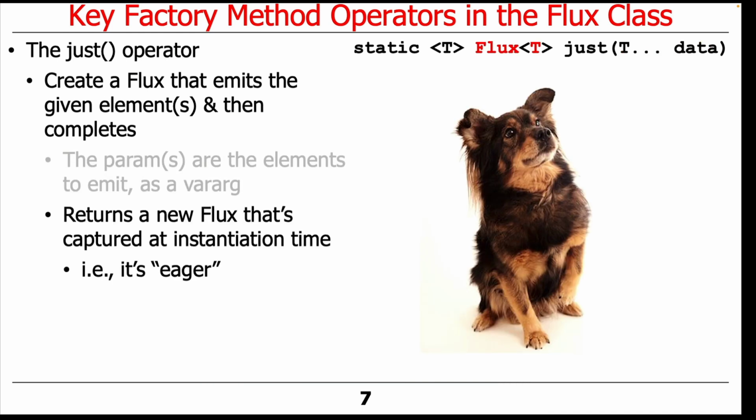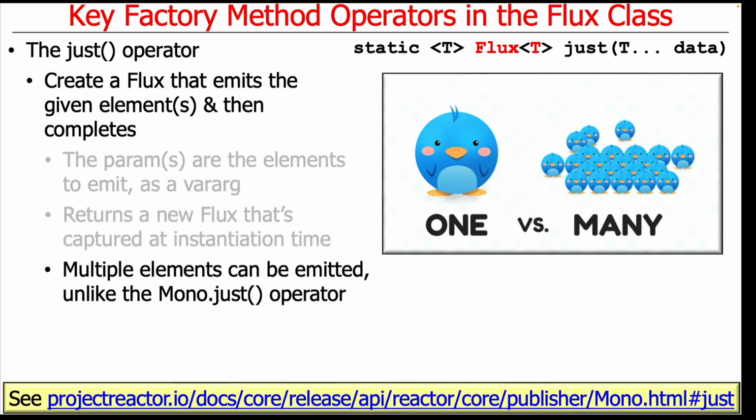What just returns is a new flux that is captured at instantiation time. In other words, it's eager. It's like your dog that is so excited to see you and he can't wait to spend time with you. That's eager. And we'll talk more about that in a second. Fluxes can emit multiple elements, as many as you provide them in the parameter list, unlike monos, which have a just operator that only emits 1 element, because monos work with 1, as the name mono may imply.